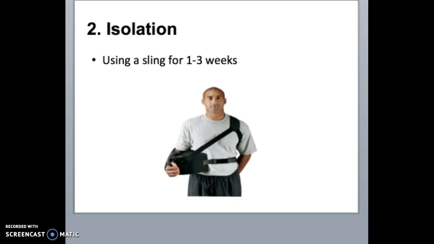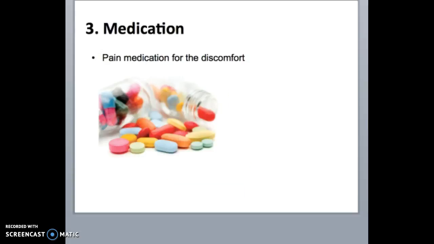The second step is isolation. So using a sling for 1 to 3 weeks so that the shoulder joint will allow the inflammation and pain to subside. Doctors will typically prescribe pain medications to their patients so that the healing process is more comfortable. Pain medication can be used for discomfort during daily life or during physiotherapy, before and after exercises.